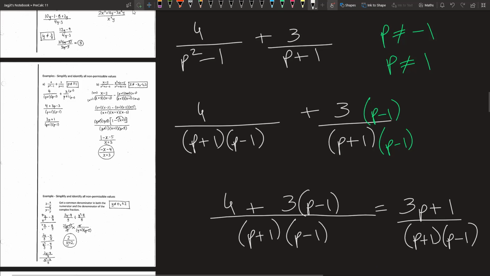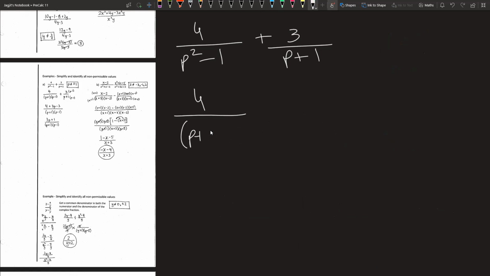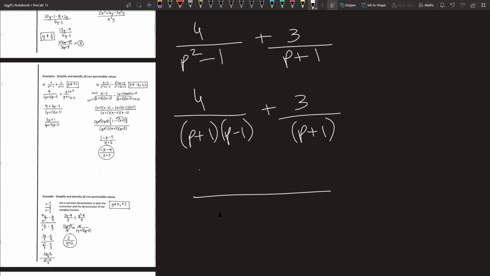Guys, another way of thinking about your common denominator is like this. Okay, I'm going to show it to you. You say, okay, this is going to be 4 over p plus 1 times p minus 1. And this is just 3 over p plus 1. So you're going to say, okay, my common denominator will be p plus 1 times p minus 1.